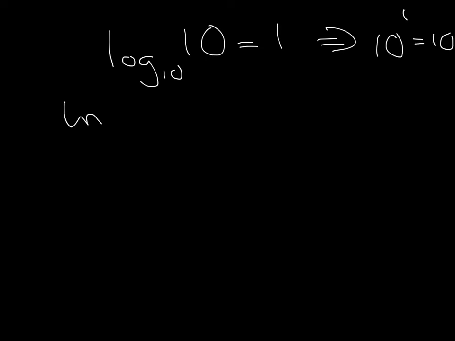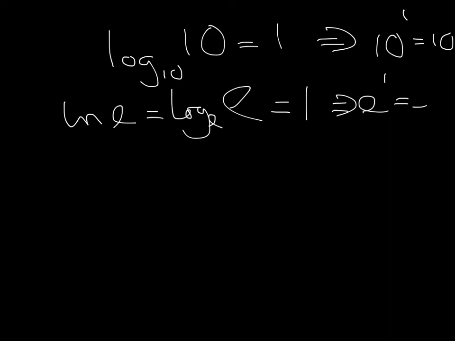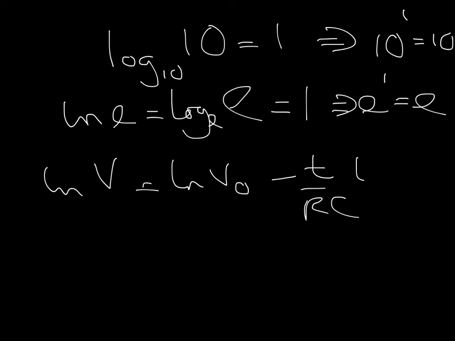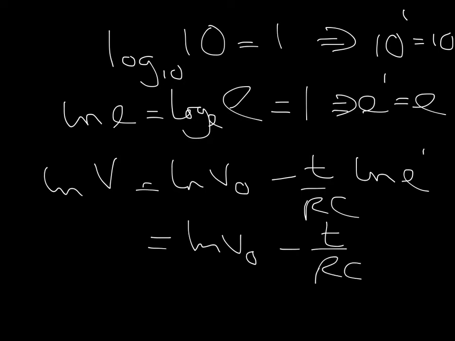So the ln of e is the log to base e of e. That is also going to equal 1 because e to the power of 1 just equals e. So that makes life a bit easier. If you remember, we had ln V equals ln V0 minus t over RC ln e, and that now becomes just ln V0 minus t over RC because this bit equals 1.